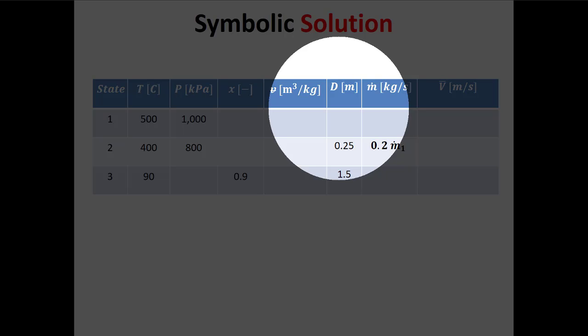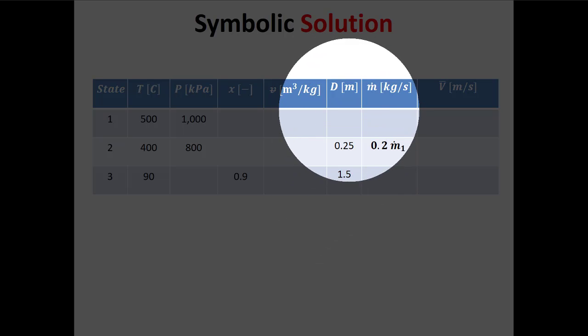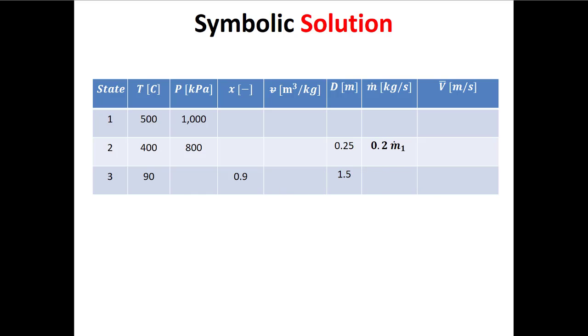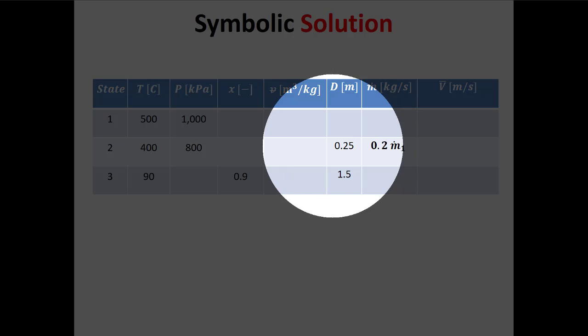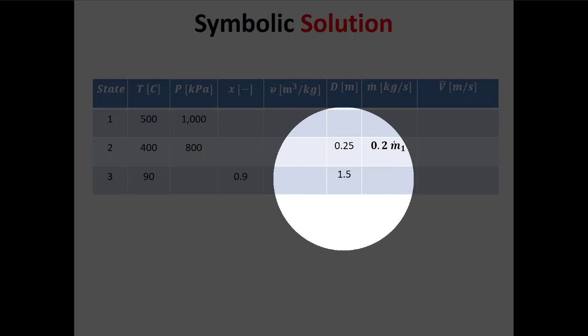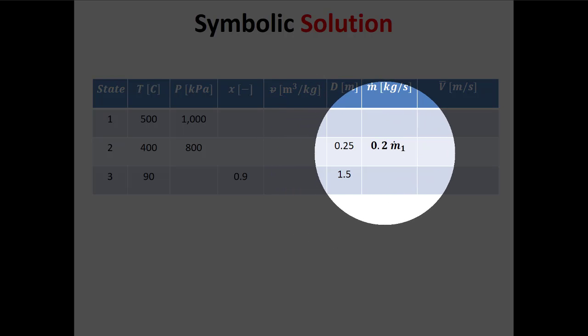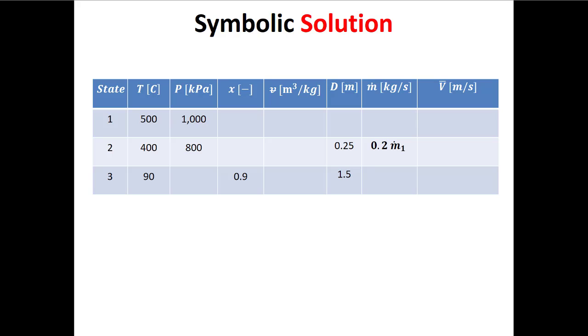I'm also told, and this isn't a fluid property, but if I'm going to make a table with all this information, I might as well write down the stuff that I know. So I know the diameter in meters at port 2 and the diameter in meters at port 3. I'm also told that the mass flow rate at state 2 is 20% of the mass flow rate of state 1.